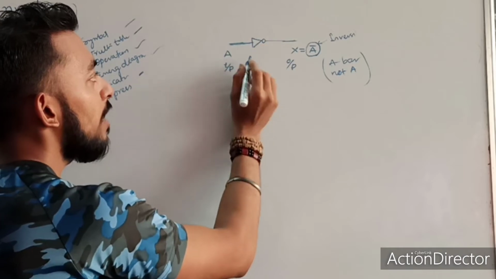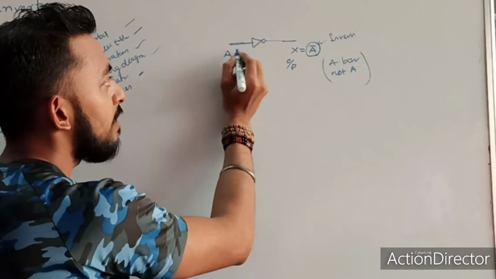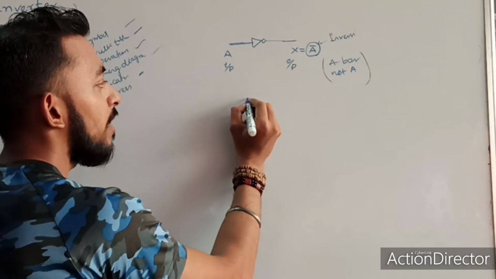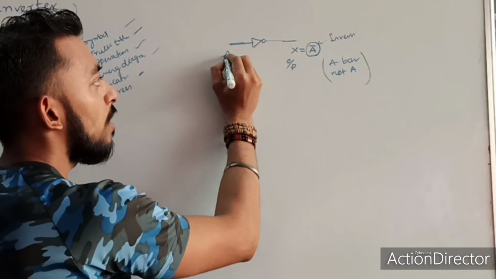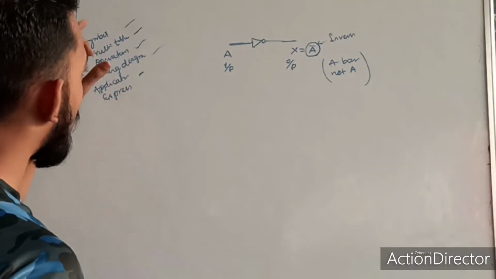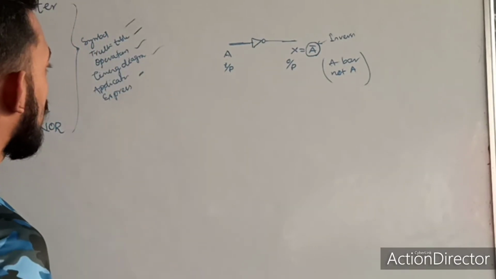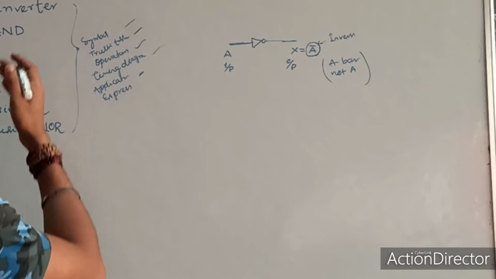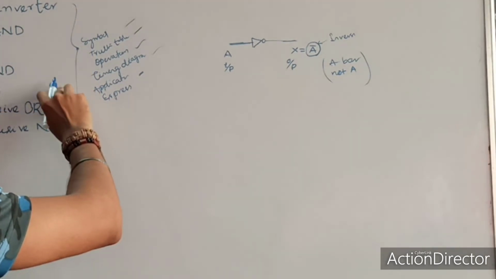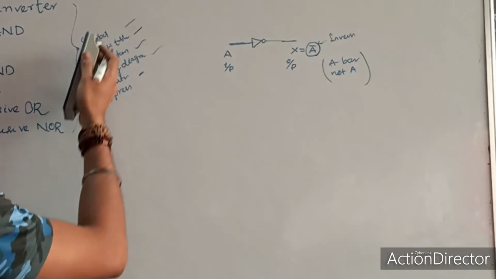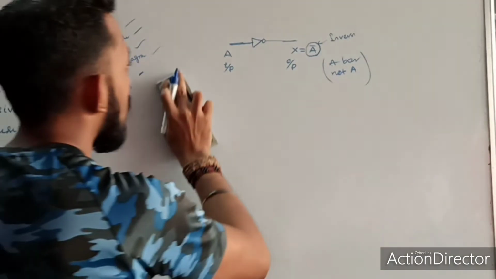In our Boolean algebra, if input a is given, my x is nothing but a bar. It means my x will be the invert of this one. So this is the representation of an inverter in our Boolean algebra. This is all about the inverter. Now we will see the AND gate. These all are gates. Now we are going to see the AND gate, all its forms, truth table and operations.